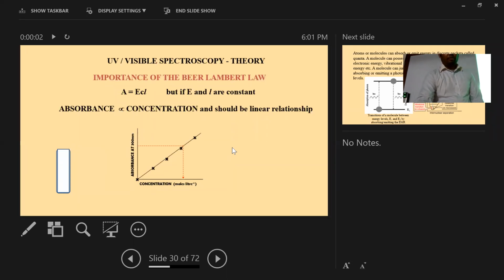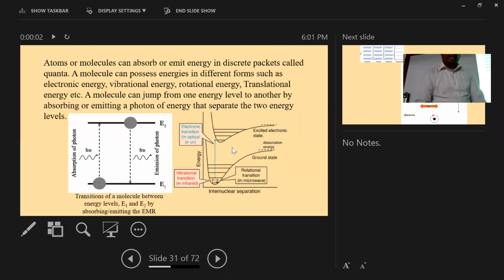And then, already we have mentioned this, atoms or molecules can absorb or emit energy in discrete packets called quanta. A molecule can possess energy in different forms.